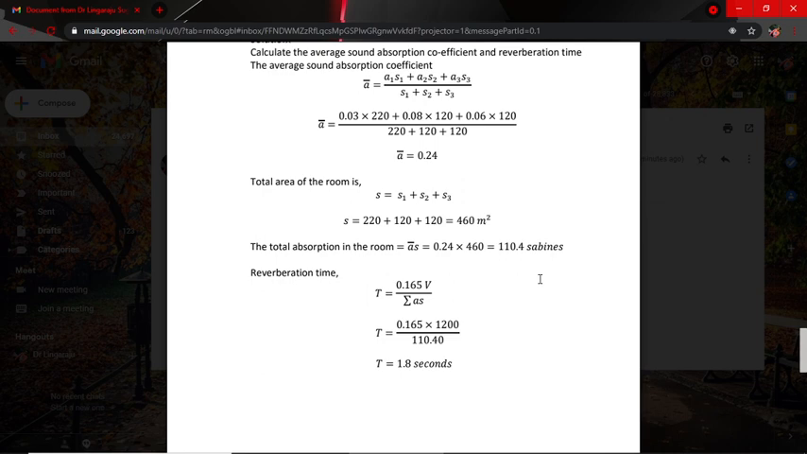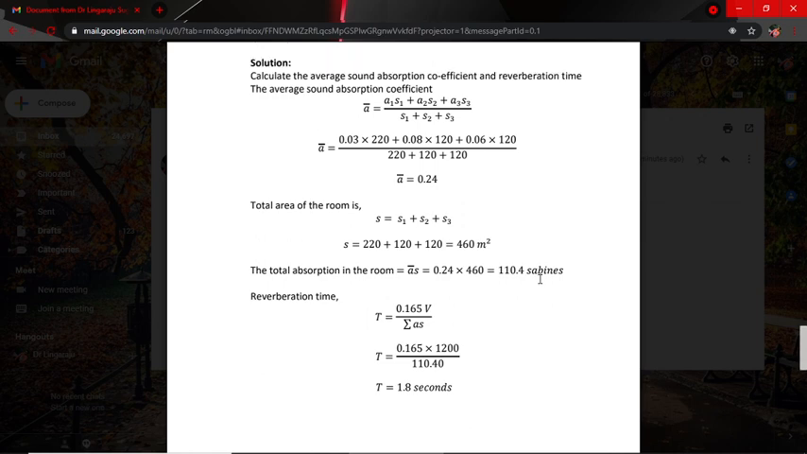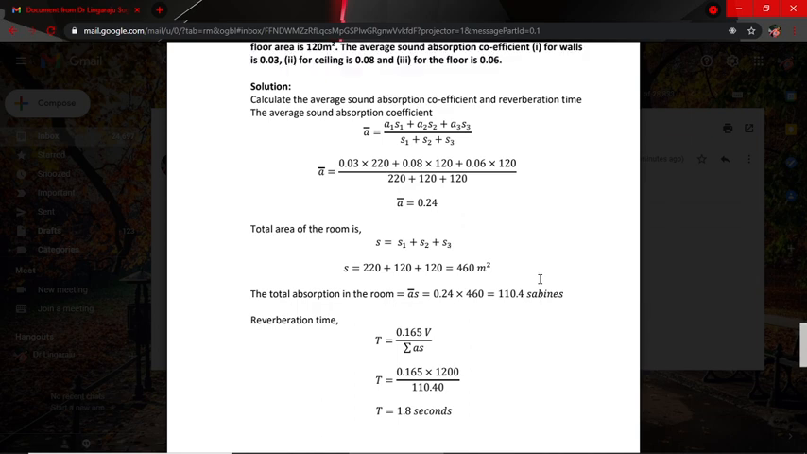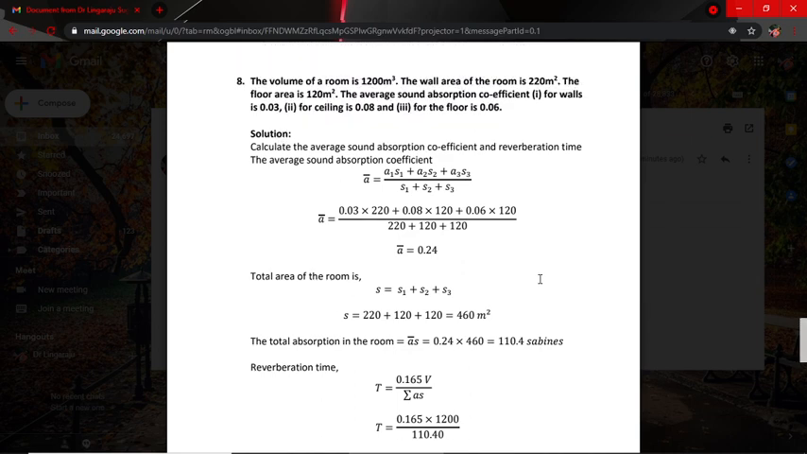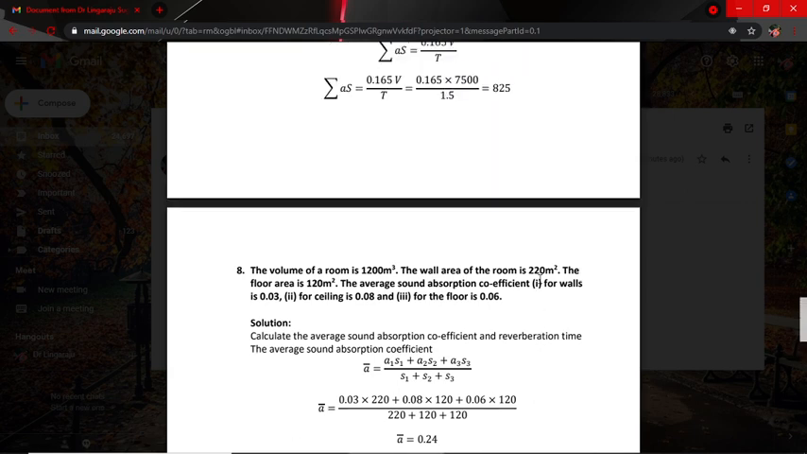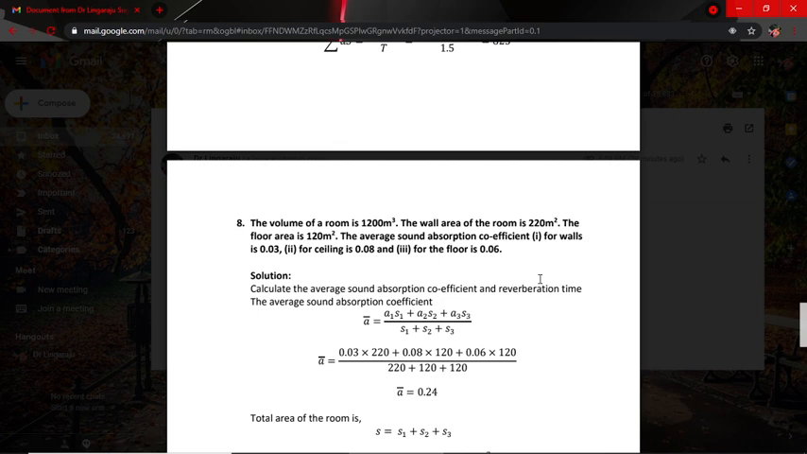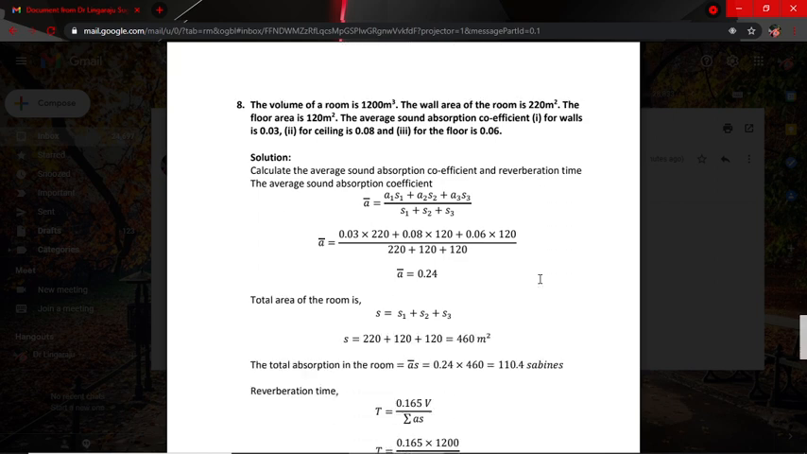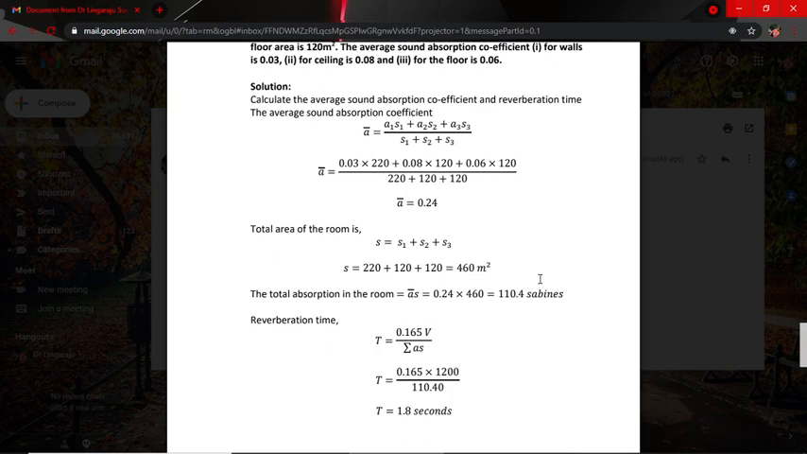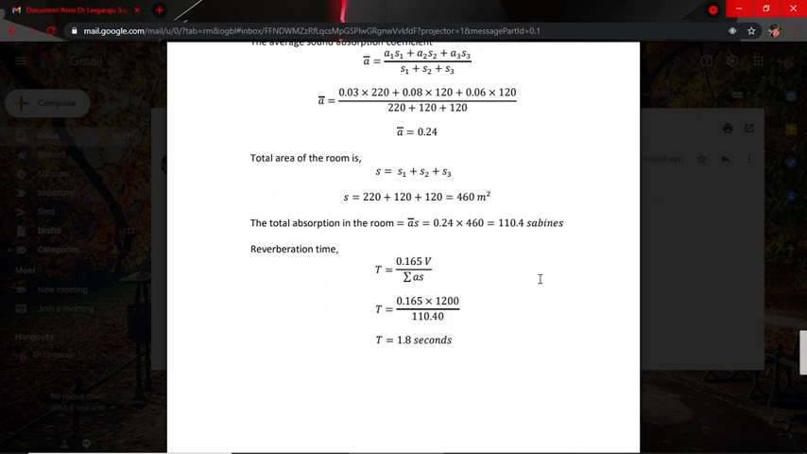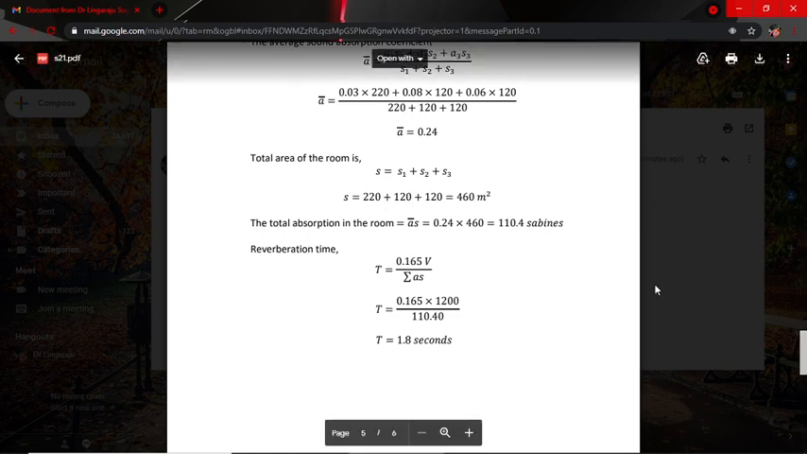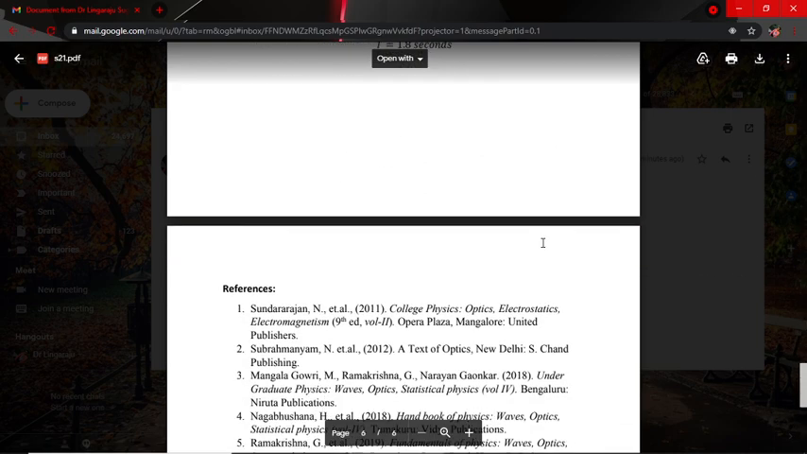T is equal to 0.165 into 1200 divided by sigma of AS, which is given, that is 110.4. It is a standard value given in the formulas. So from substitution of all these things, we are getting T equal to 1.8 seconds. So like that, here we are going to solve all these problems.